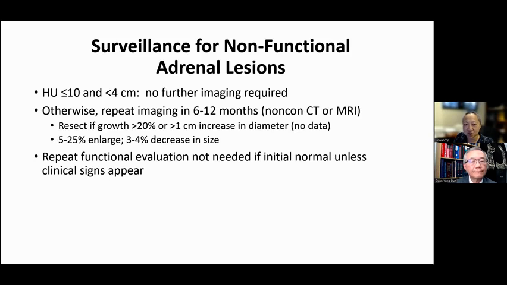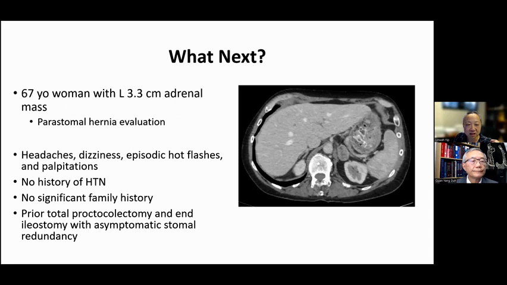The current recommendations are if it grows more than 20% or more than 1 centimeter increase in diameter, to consider taking it out. There's really no data whatsoever to support this, but I guess we have to make a recommendation somehow. In natural history databases, about 5 to 25% will enlarge, some will decrease in size, and certainly you can repeat the functional evaluation if there are any new clinical signs.